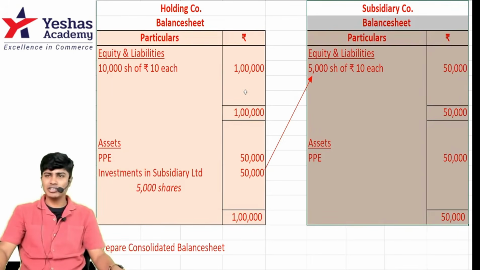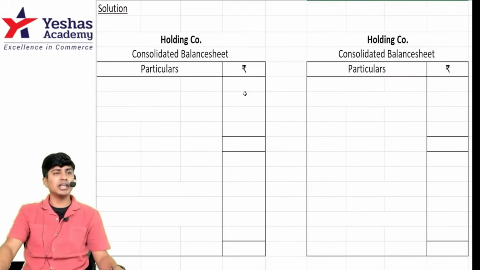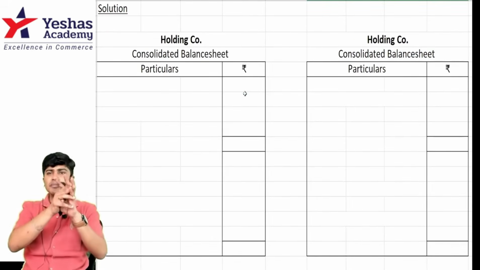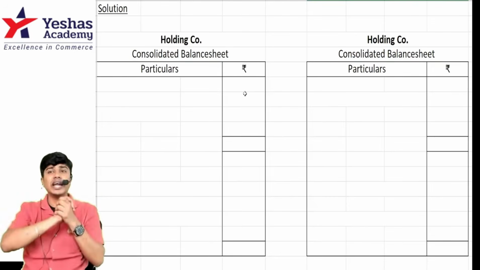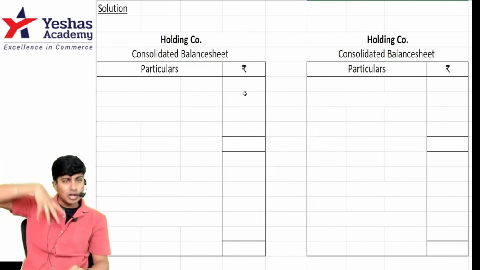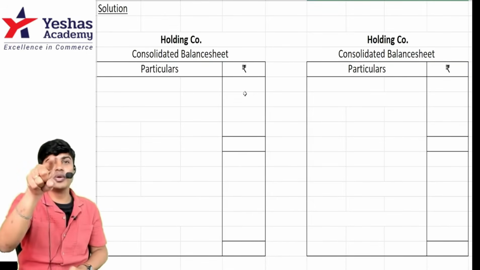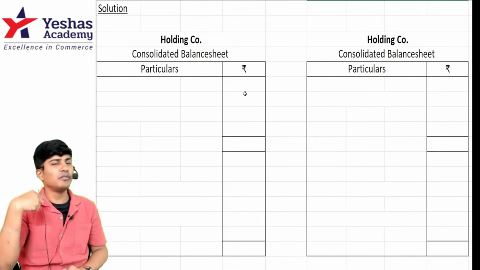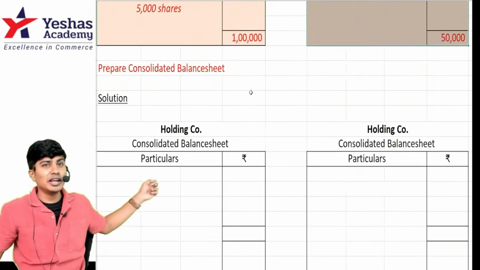Shall we do consolidation? I told you the literal English meaning of the word consolidation. What is the literal English meaning? Addition. What is it? Holding company's balance sheet, subsidiary company's balance sheet, add it. Who's adding? Holding company. Holding company will say, whatever is with you, it's me. Whatever you are today, it's because of me. Without me, you are nothing. What are you in front of me? Who? Holding company is telling this.